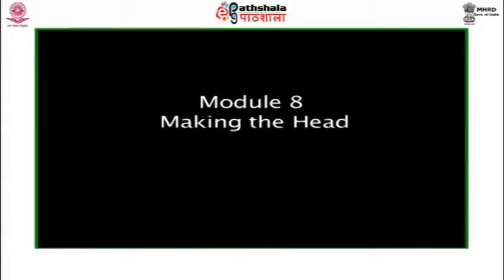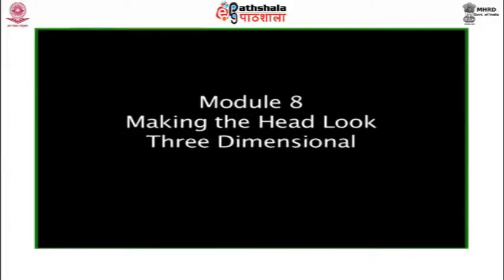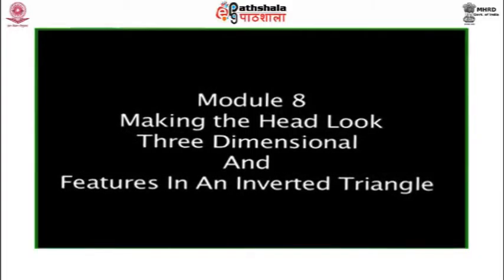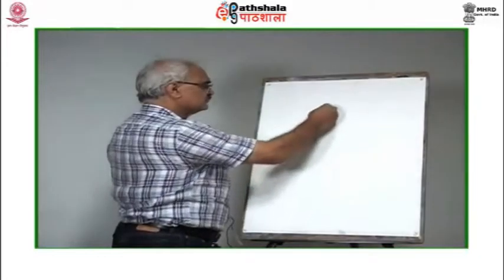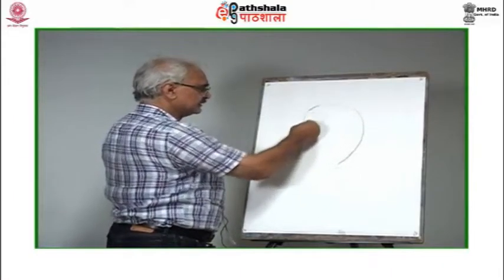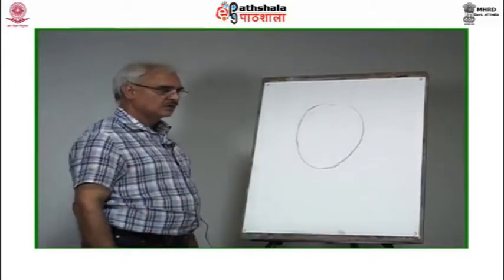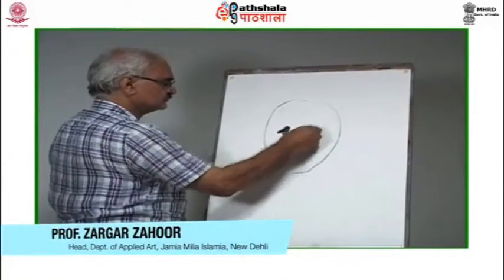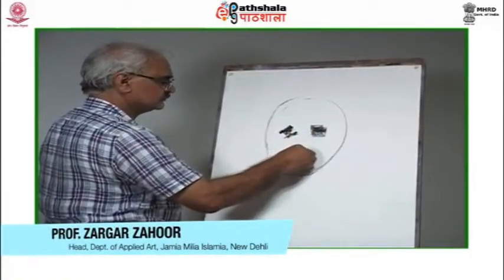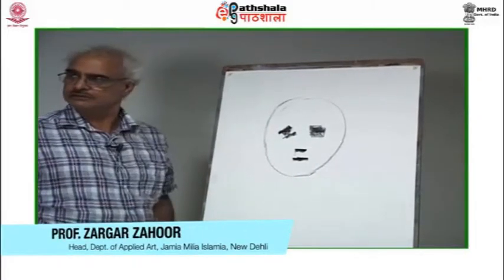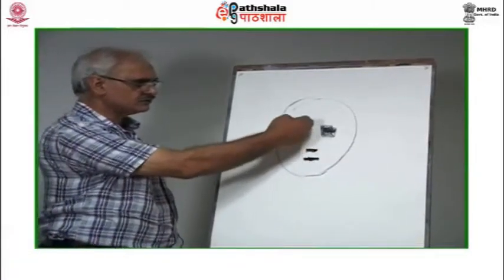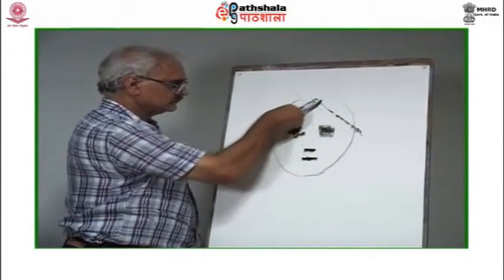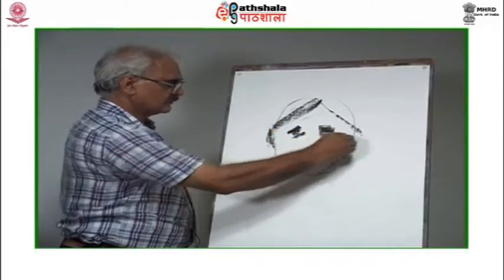Module 8, making the head look three-dimensional and features in an inverted triangle. I draw the same oval shape of the head here. I begin by drawing the basic shape of the head, and with a half-closed eye view, we draw the positive areas, which are the eyes, nostrils and lips. Also sketch the hairline.